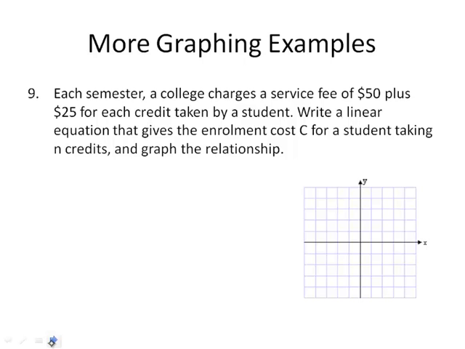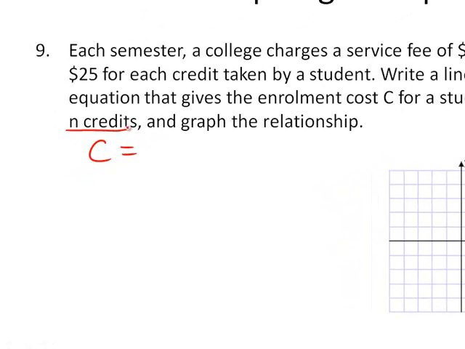Each semester, college charges a service fee of $50 plus $25 for each credit taken. Write a linear equation that gives the enrollment cost, so you want cost equaling, for the student taking N credits. So you pay $50 regardless, and then you pay $25 times the number of credits. And N is representing the number of credits. So that's really all you need to do with the word part.